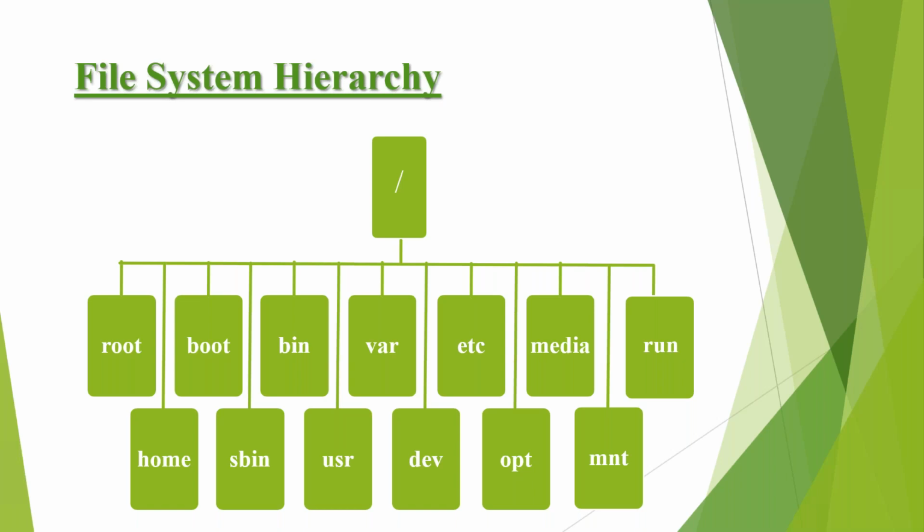var contains log files. System log files are stored under var. dev contains devices information, meaning partitions information is maintained by dev. Device means partition. etc contains configuration files. System configuration files are stored under etc. opt contains optional applications, applications which we install manually. Those applications are stored under opt.